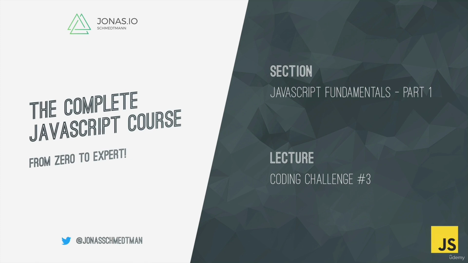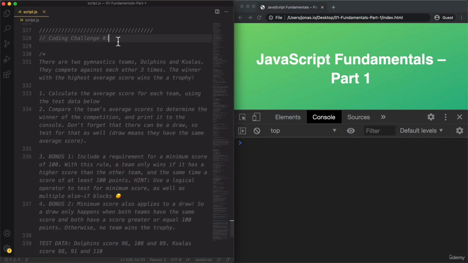I hope you're excited for your next coding challenge. So let's jump right in. And this time we have a different coding challenge. So this time we have two gymnastics teams called the Dolphins and the Koalas. And they compete against each other 3 times. Then the team with the highest average score is the winner and wins a trophy.